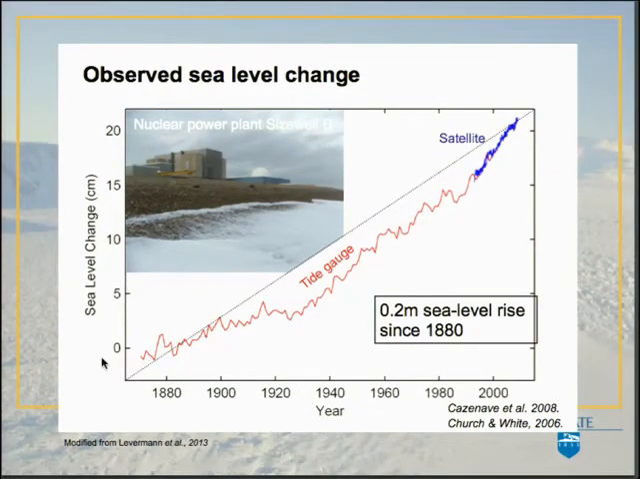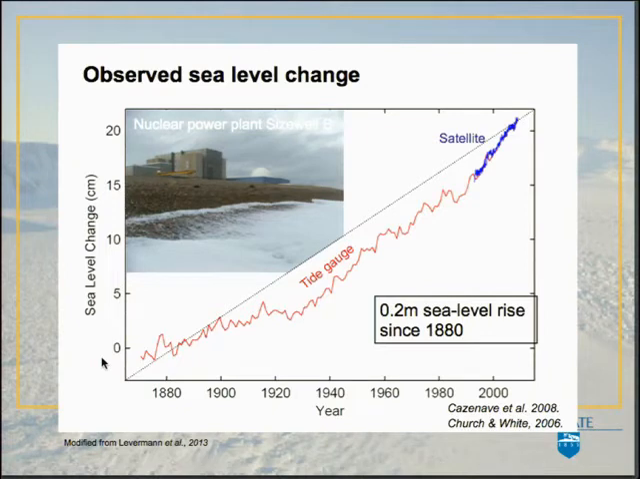This is a sea level curve over the last century or so, and all of you are familiar with this. There's been 20 centimeters or so of sea level rise over this time. And in the inset, we have a nuclear power plant in the UK, Sizewell B. There are now plans or discussions in Britain on Sizewell C.